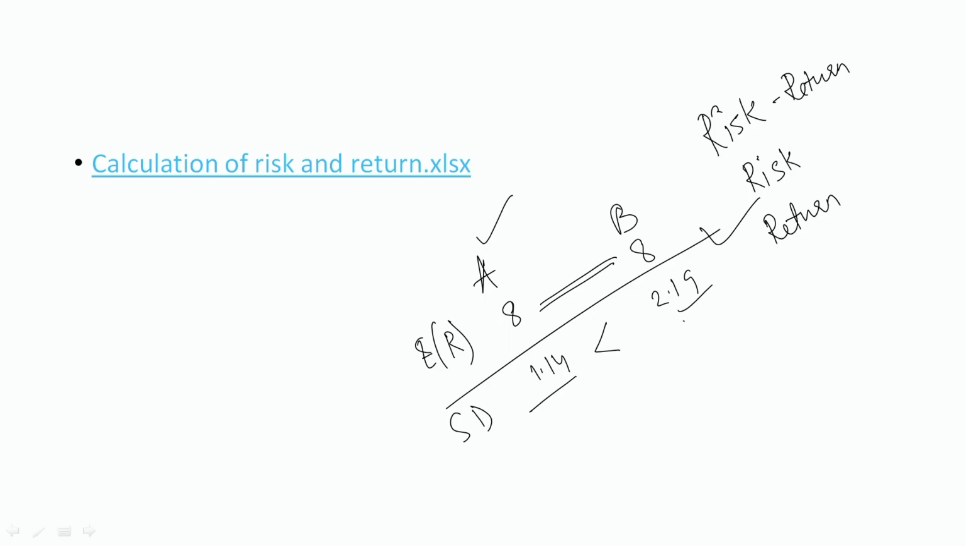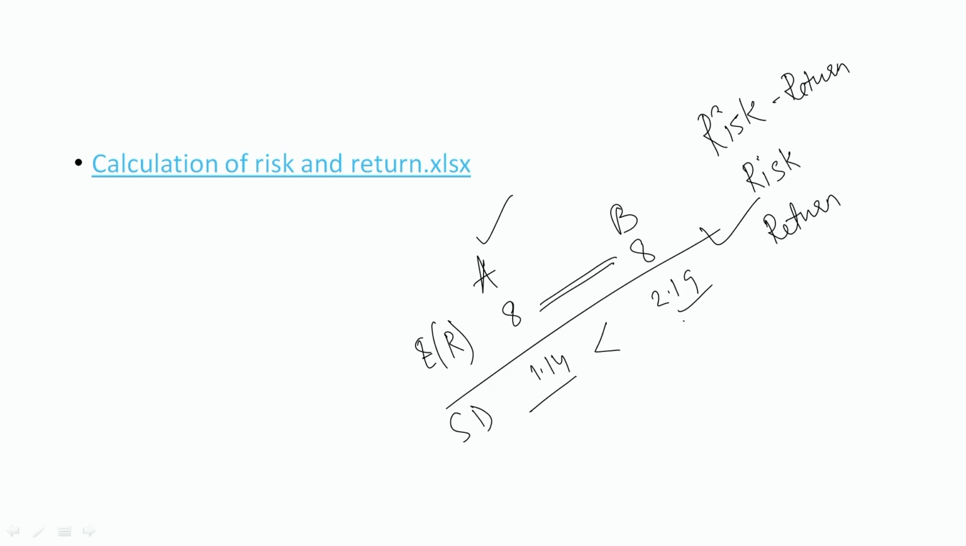So if we have two particular stocks and you are interested in investing, just look into the risk and the return, and then compare which company is giving us better return as compared to the other company, and which is having a lower rate of risk as compared to the other company. On the basis of this we can take the decision.